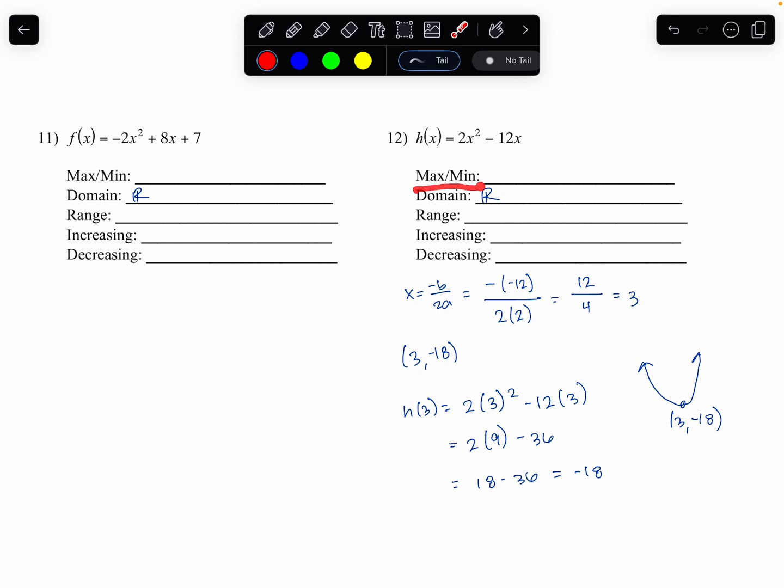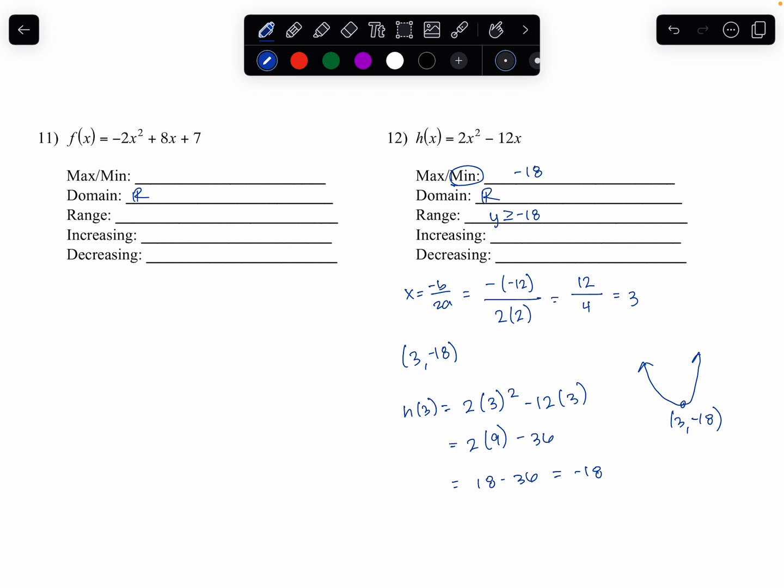The max or the min. So is this going to have a max or a min? Like we said, it faces up. So this is a minimum value. What is the minimum value? It's the y value, so negative 18. What is the range? Well, since it's facing up, all y values of the function have to be greater than that. So y has to be greater than or equal to negative 18.